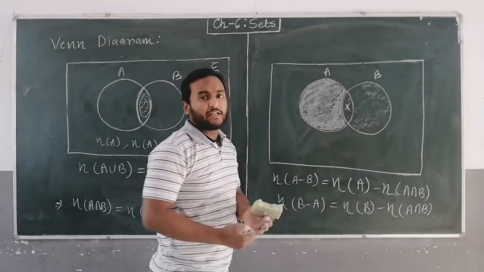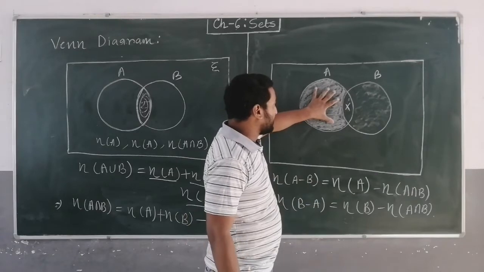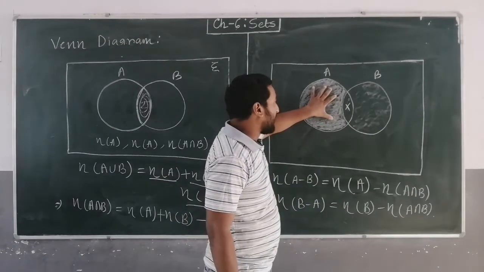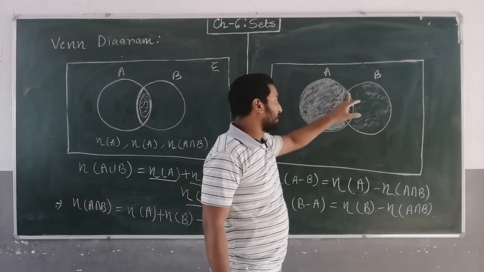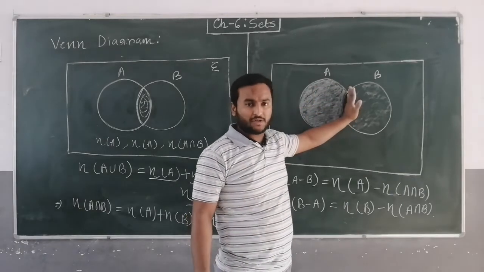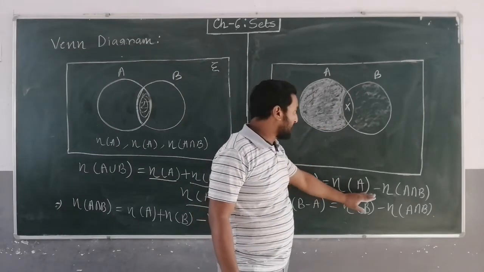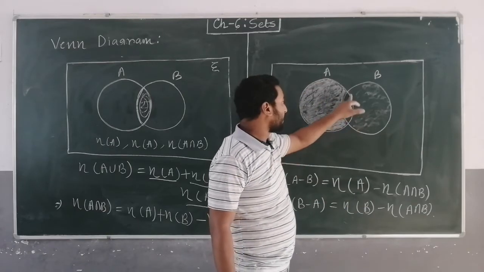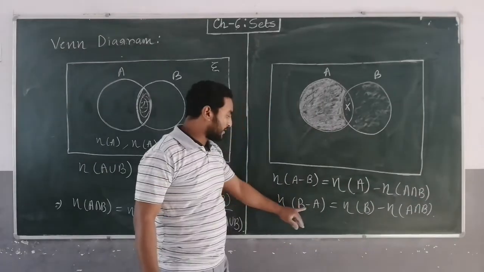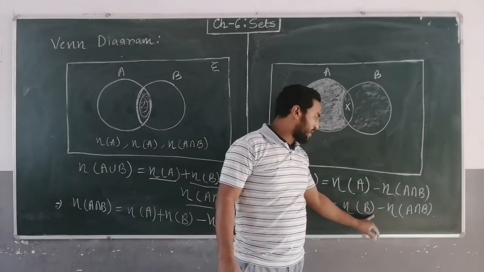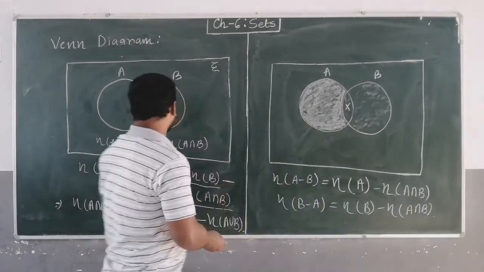So through Venn diagram it is very easy to understand. So cardinal number of A minus B means this shaded part. This shaded part is the part of A excluding this common part, excluding this common part means A intersection B. So cardinal number of A minus B equals cardinal number of A, means total A, minus this common part, minus A intersection B. And in case of B minus A also, cardinal number of B minus cardinal number of A intersection B.